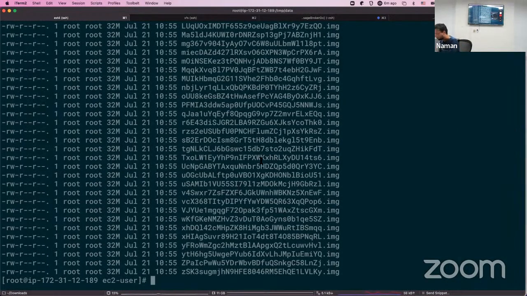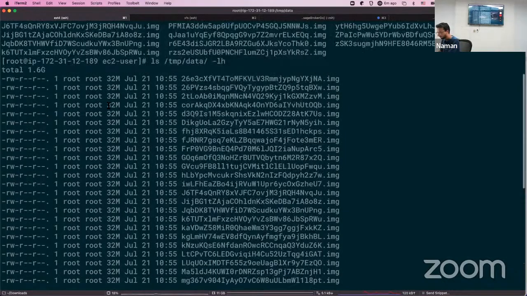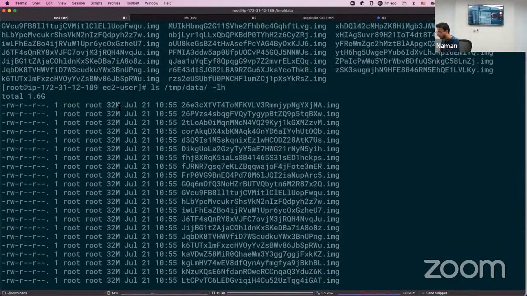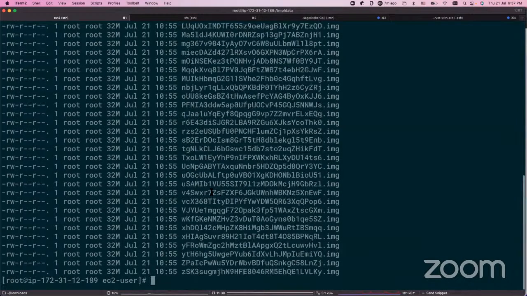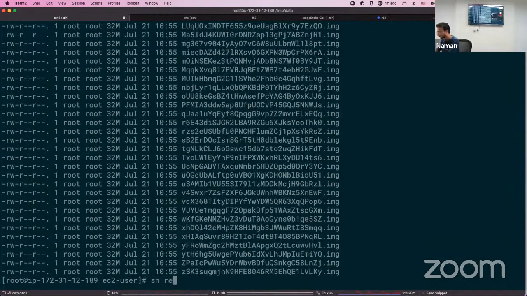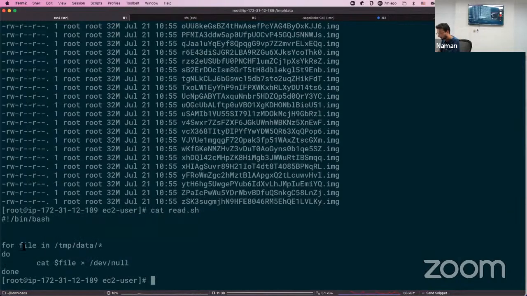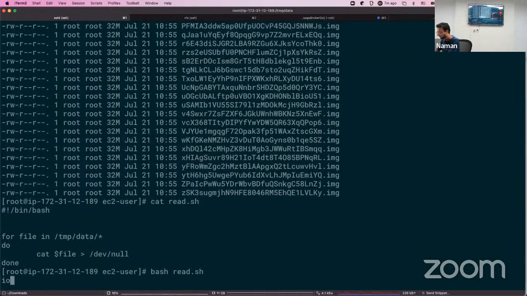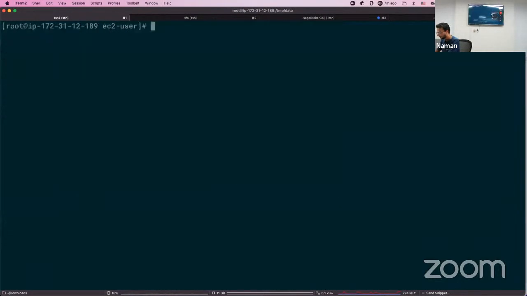Yeah. So we have a bunch of files here, and all of them are around 32 MBs. What we're going to do now is run a read script on this, which basically does nothing, but iterates over this directory and cats all these files to devnull. So there are no write operations whatsoever involved here. Now, when we run this command to execute this script, let's wait.